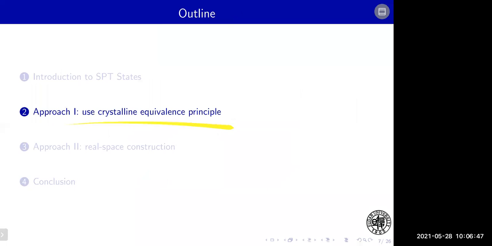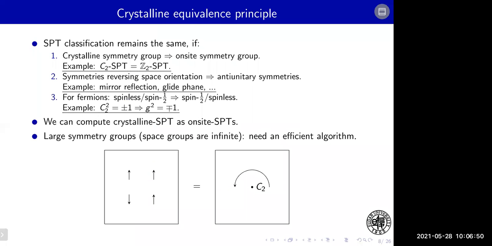So I will first talk about the approach using the crystalline equivalence principle. This principle, due to Thorngren and Else, tells us that basically we can treat the crystalline symmetries just as on-site symmetries, and the computation will give you the same classification results. So the rules are, first, you treat the crystalline symmetry group as an on-site symmetry group with the same algebraic structure. For example, if you have an on-site Z2 symmetry like Ising Z2 symmetry, the classification protected by this Ising symmetry is the same as the SPT phases protected by C2 rotation symmetry.